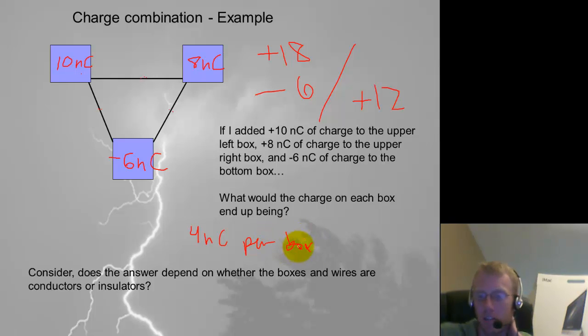Again, there's a lot of other factors that might go into making that different, like the size and shape of the boxes and how far away they are from each other. But if everything is uniform and symmetrical, then the charges will spread out evenly, 4 on each box.